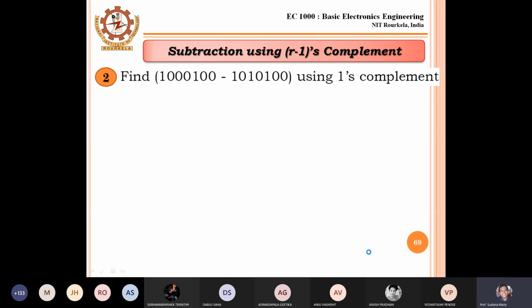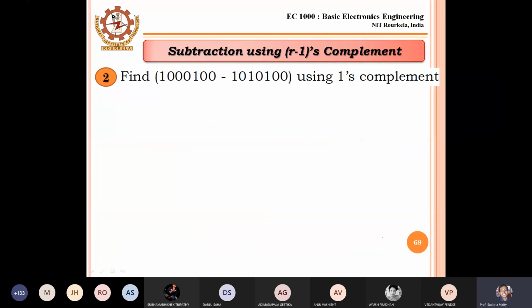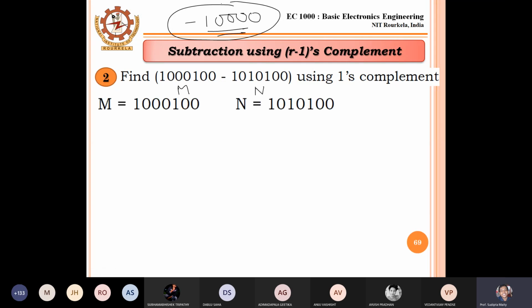So now in this problem, I have performed M minus N. Now I have interchanged M and N. Now it is M, now it is N. In the last problem I got this result. So as the numbers M and N are changed, I should get this data with a minus sign, because 5 minus 7 and 7 minus 5 give results of opposite sign. So in this problem, M and N both are given. Any doubt?